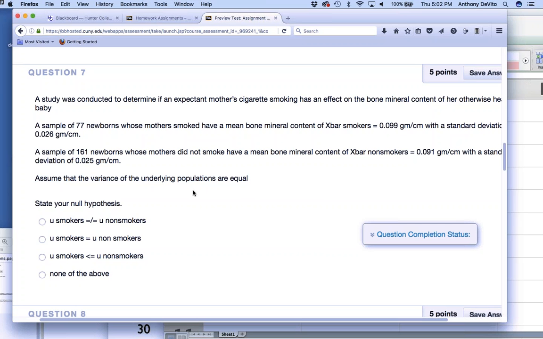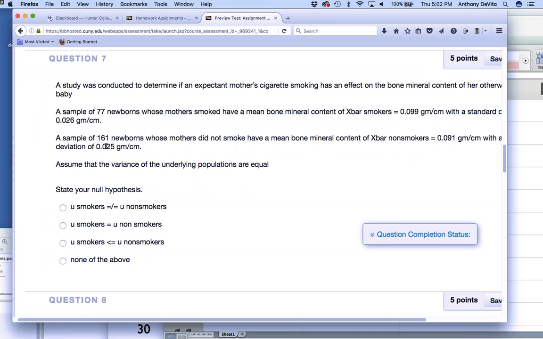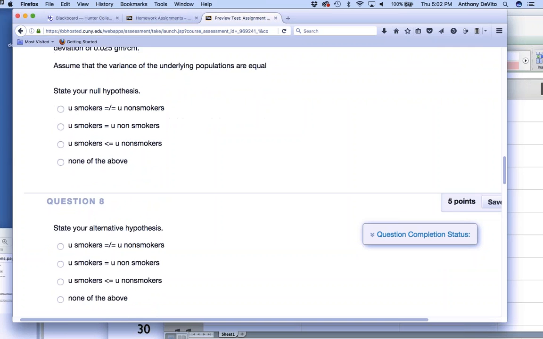Is that a good guess? Does it look like they're equal? What was one? 0.026. The other one was 0.025. What was our general rule? If one is not double the other, then you can kind of assume they're close enough to say equal, right? And pool them. Okay, so state your null hypothesis.